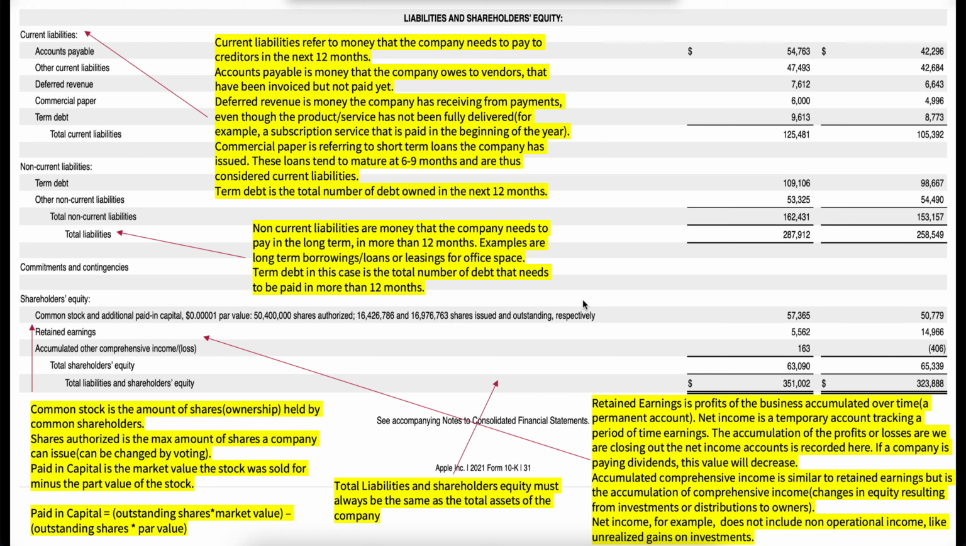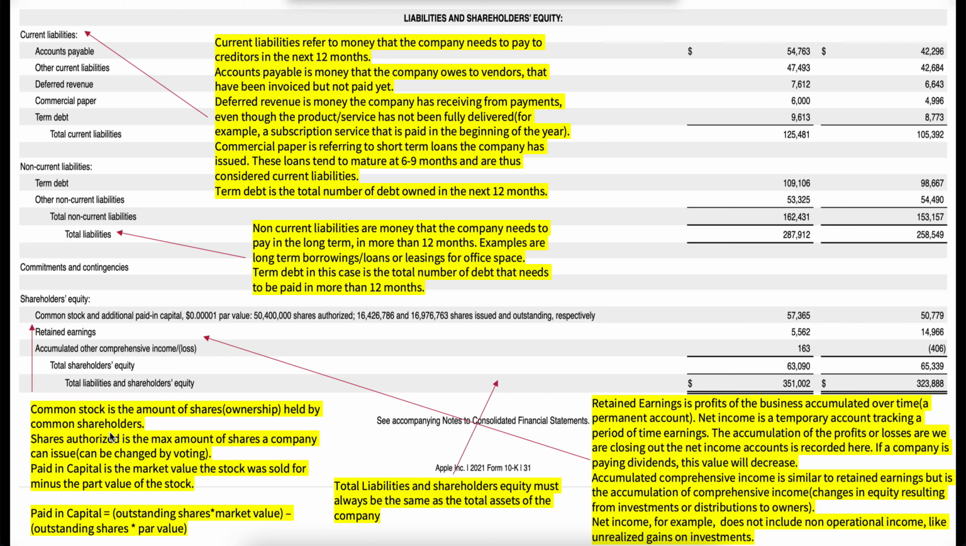Now, when you are a shareholder of a company, you have part of the equity of the company. And this shareholders equity in total is listed in this section over here. Now, you will see common stock and additional paid-in capital. That may be a little bit difficult to understand, because common stock is the amount of shares held by common shareholders. But there are two things here, the par value and the paid-in capital.